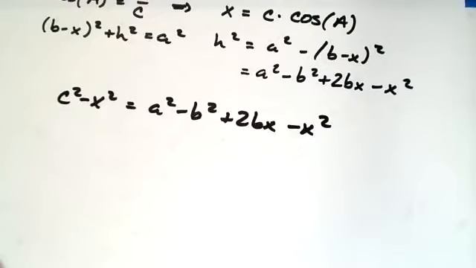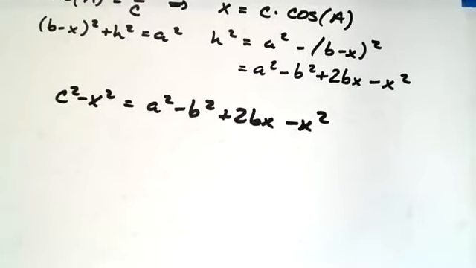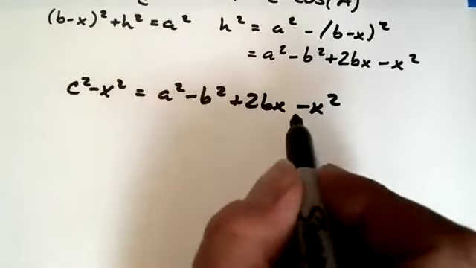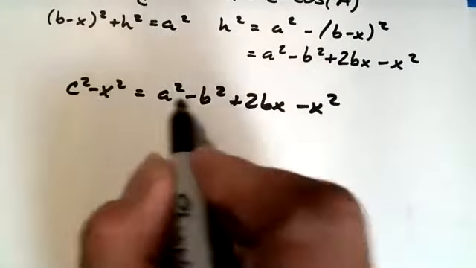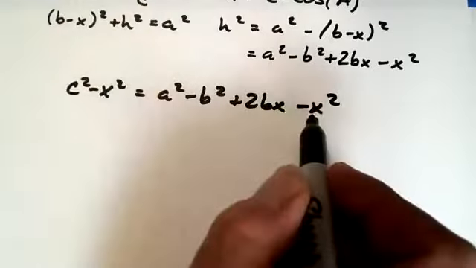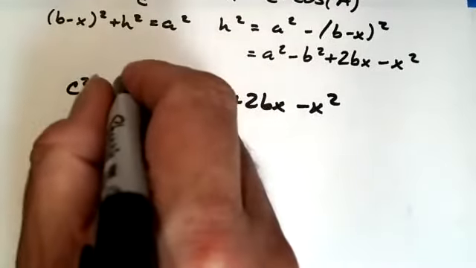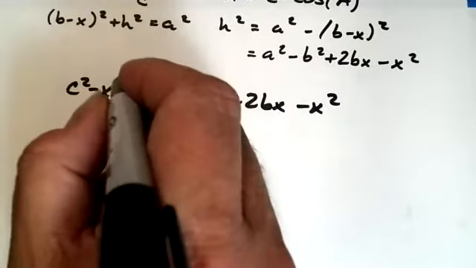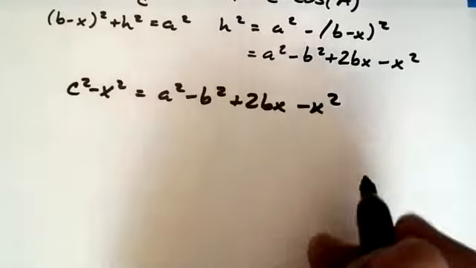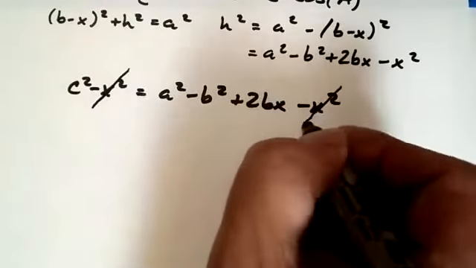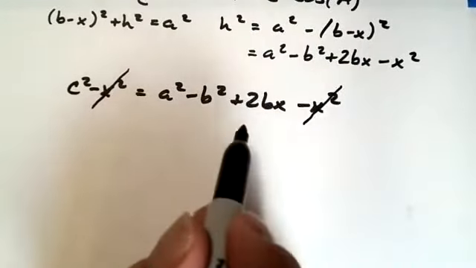Now, notice that we've got a minus x squared on both sides of this equation, right? So that will cancel because x is some non-negative number. We can just subtract or add or subtract from both sides. And I'm going to do a little bit of rearranging here.